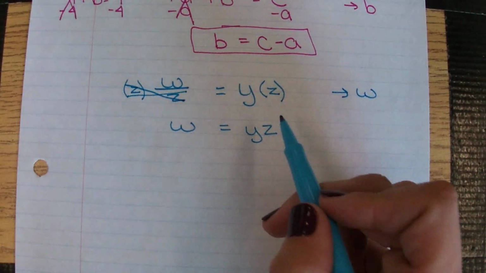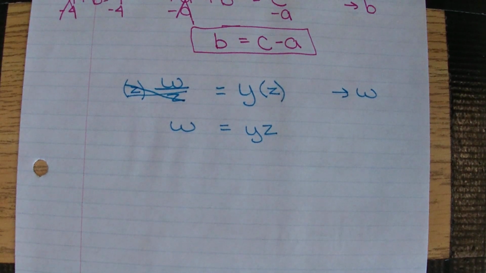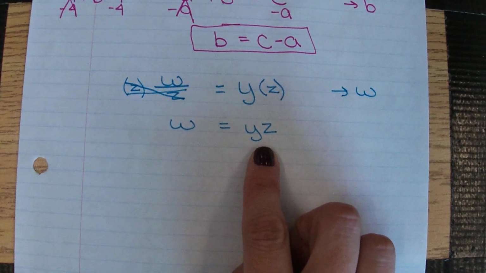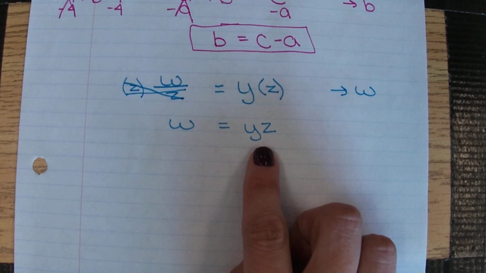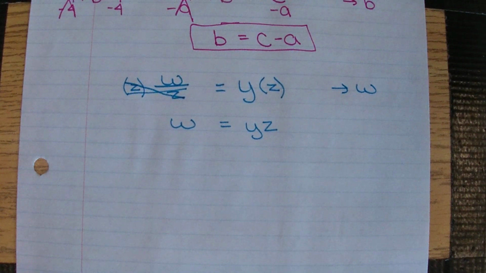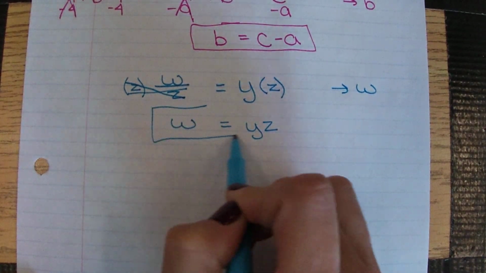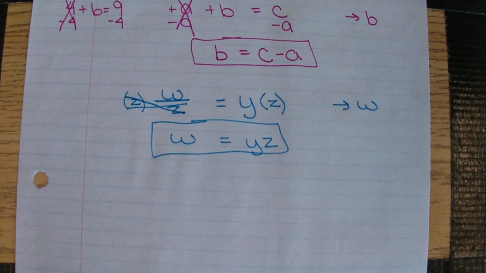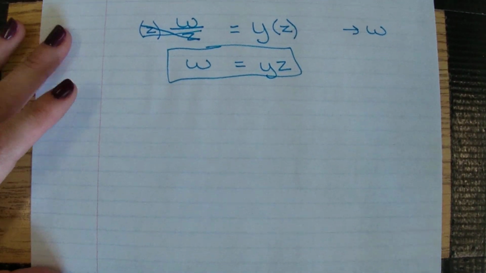Now, whether you write parentheses for multiplication or write a dot, all of those are fine, as long as you recognize that two letters sitting next to each other without an operation is in fact multiplication. And that's just our answer: W equals Y times Z. W is by itself. We are done. Now, obviously, there can be more steps to these. They're not always just one step.